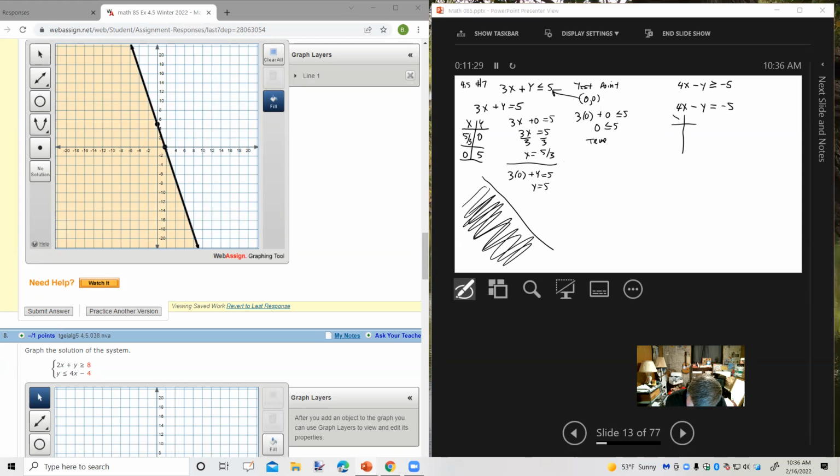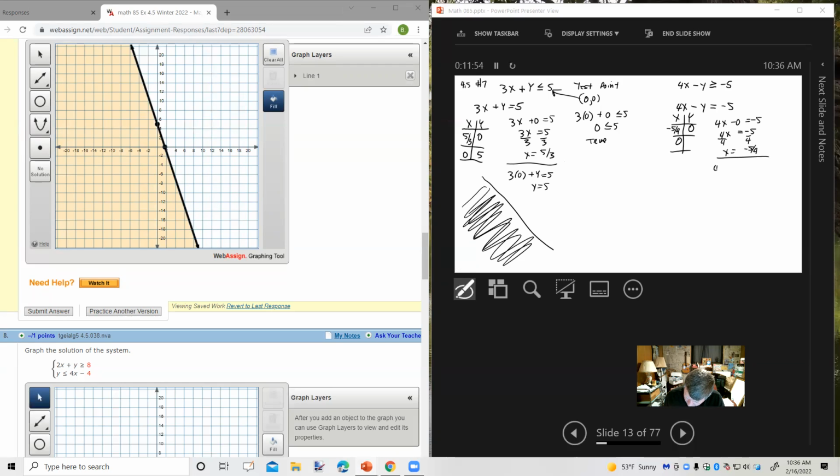And again, I'm going to find x and y intercepts. Again, I can use other points, I just use those if I can because they're easy to calculate. If y is 0, 4x minus 0 equals negative 5. So 4x equals negative 5. Divide both sides by 4. X equals negative 5/4.